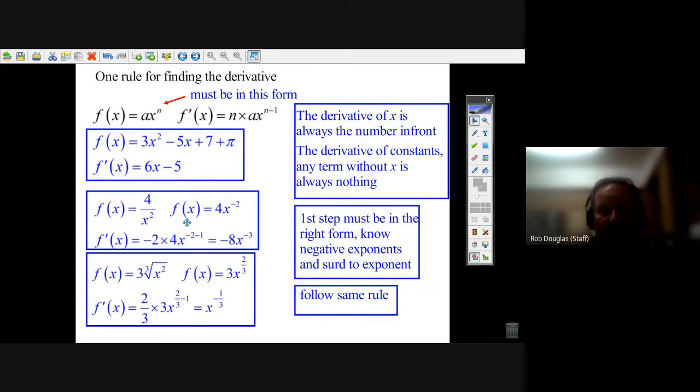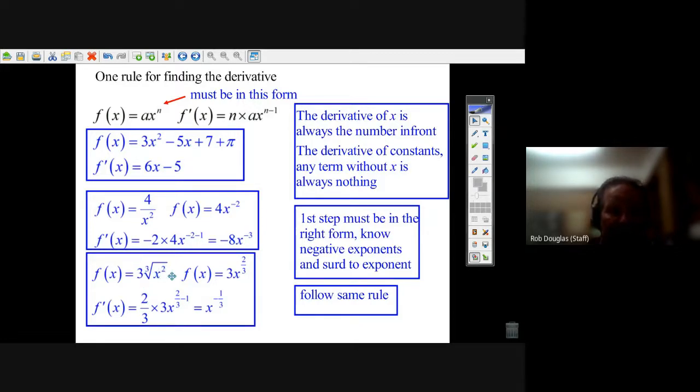Now, there's 2 other tricks you can have. It has to be in this form. If you see an x squared in the bottom, you have to make it x with a minus 2 in the top. Then if you do that, you can apply the rule. But you have to do that first, and they give you a mark. What do you do? You go negative 2 times 4, and then you go minus 2, and you minus 1. Exactly the same thing. So you get negative 8, x to the minus 3.